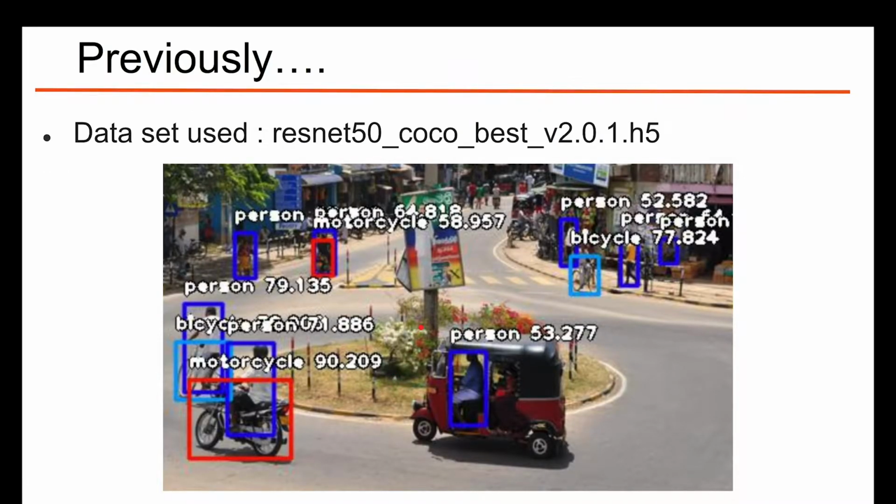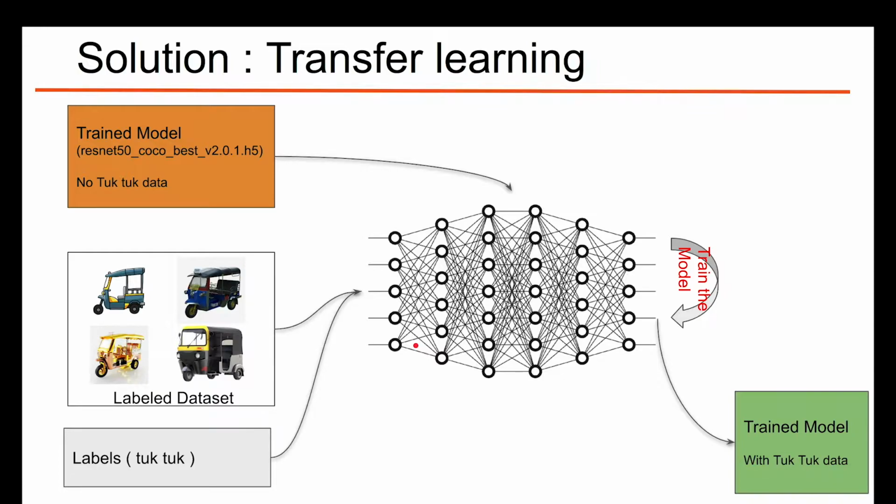If you have watched our previous video, we used the ResNet 50 COCO-based pre-trained model to detect a few objects. As you can see in this image, we have been able to detect most of the objects in this street view, but the system did not detect this tuk-tuk. The reason is the ResNet COCO-based model is not trained with tuk-tuks, so it doesn't recognize this thing. It even detects the person inside this tuk-tuk but not the vehicle itself. So let's see how we can do this.